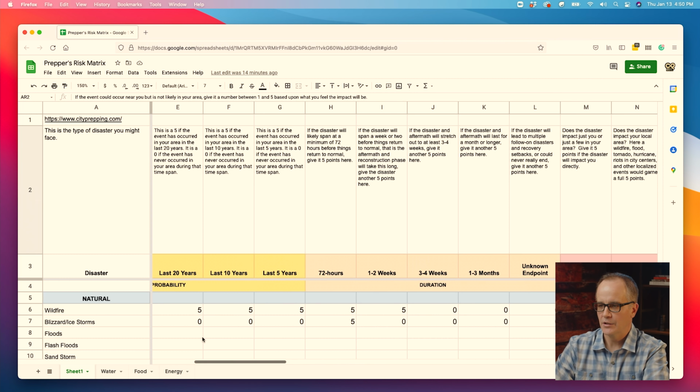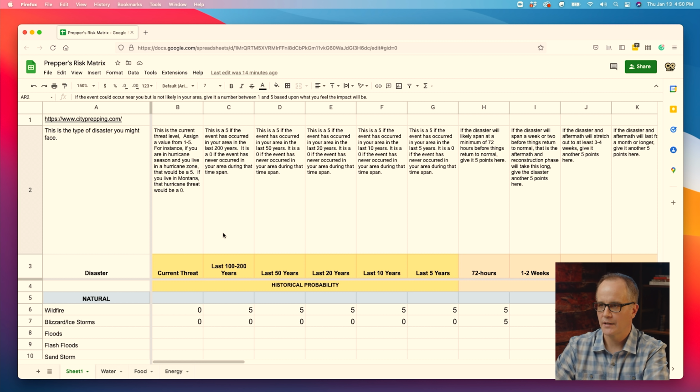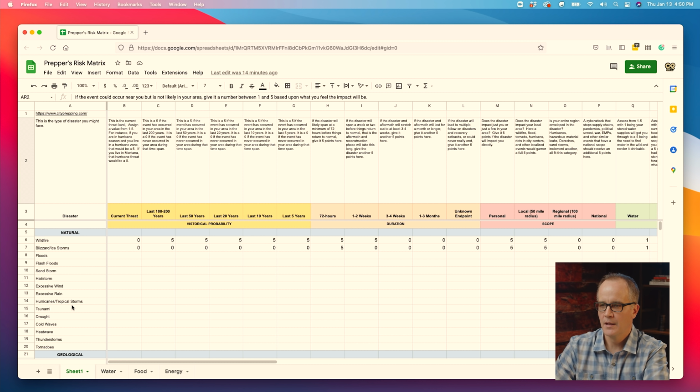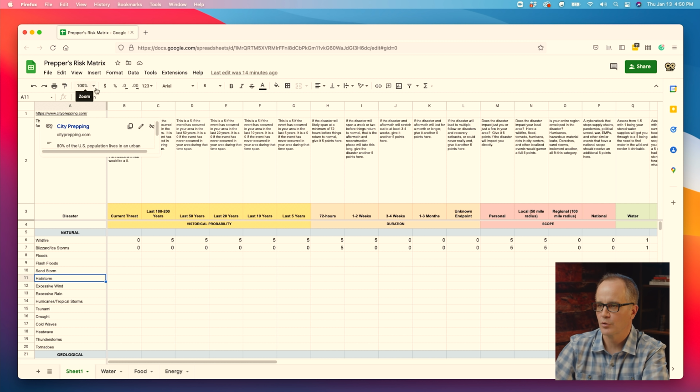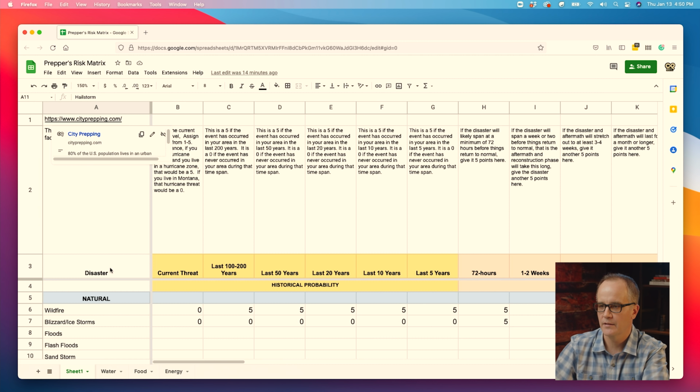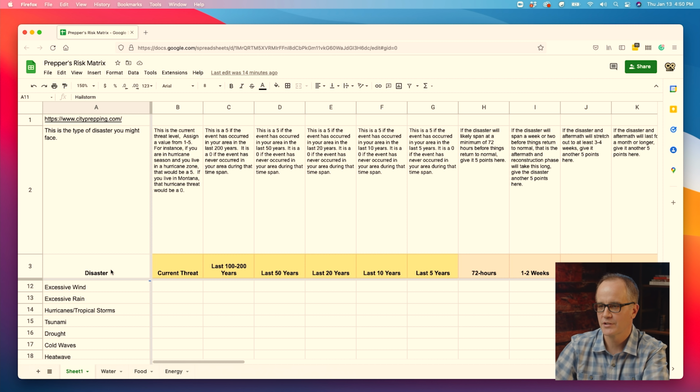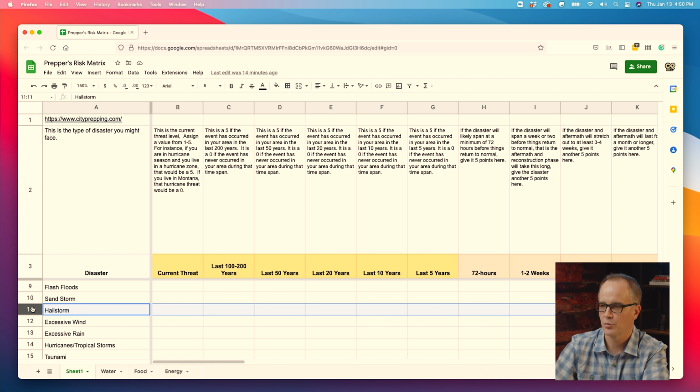Hopefully this quick walkthrough explains how to use it. Let me back out here to 100%. All right. So again, I would encourage you to go over each one of these categories here, these different threats. Hailstorms, this one, let me just zoom in real quick, is the least of my concerns. I'm not saying it's impossible. I can't think of a time in historical precedent where I live that we've had hailstorms being an issue.